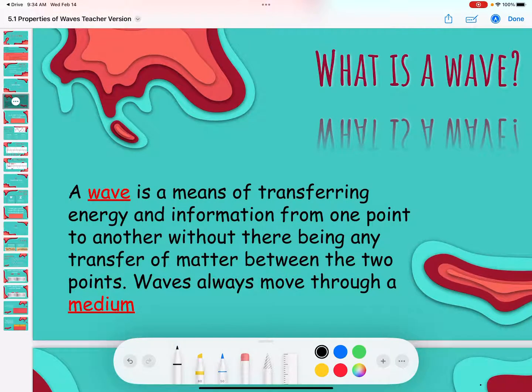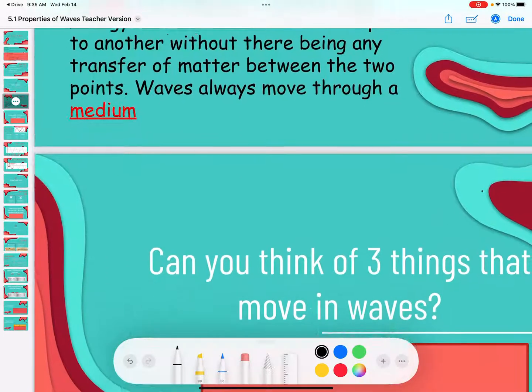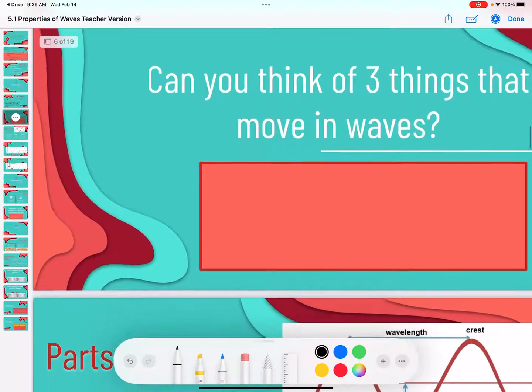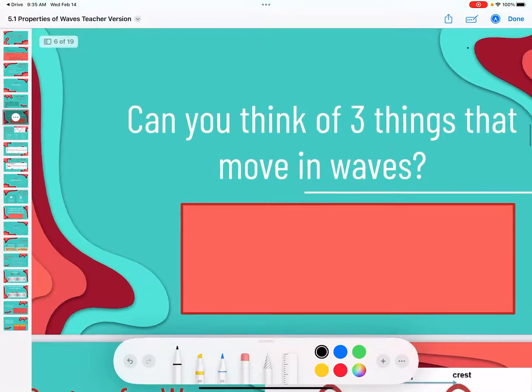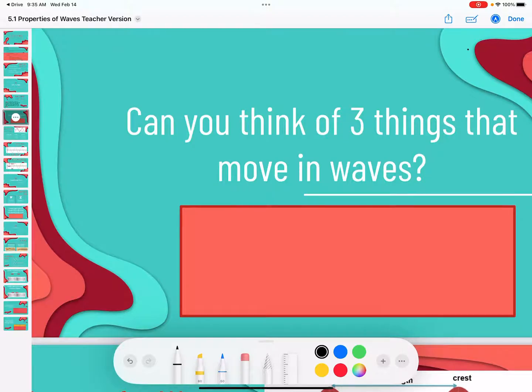So all waves have to move through something. Some of those things are physical, some of them are not. So in your notes, I've given a couple of different examples already. Come up with 3 things that move in waves. If you've paid attention to the video so far, I've given you at least 3 different examples. Go ahead and jot that down in your notebook.